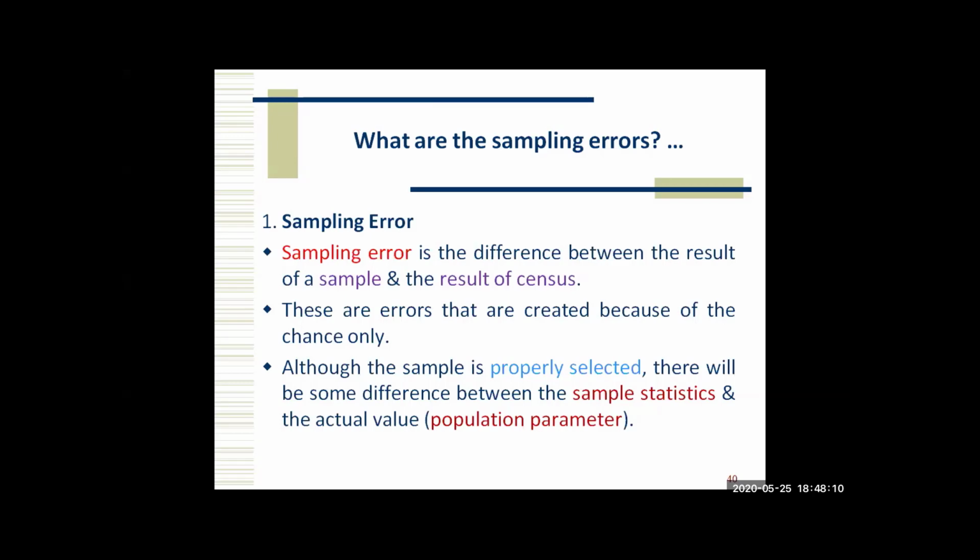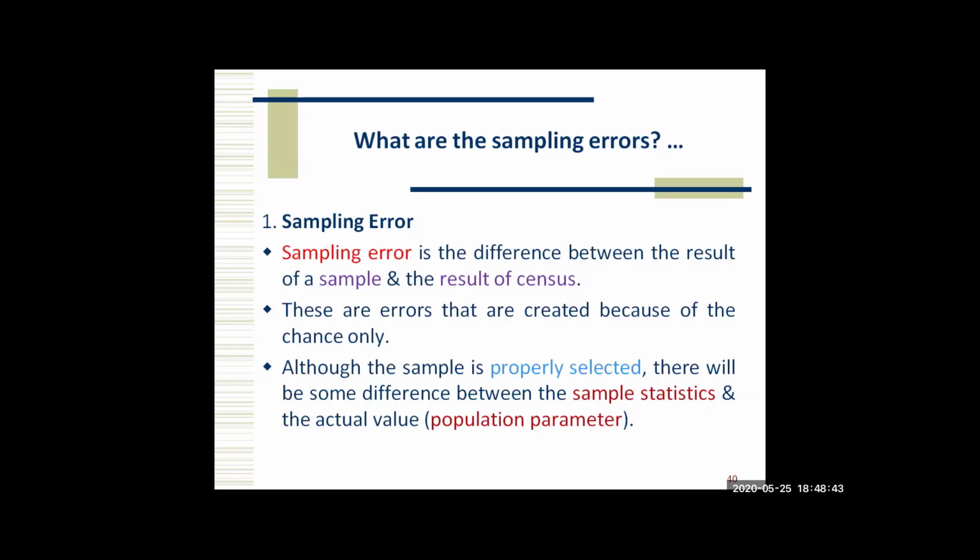If you undertake the whole population, you will get the parameter, and if you select a sample, you have statistics. If there is much difference between the two, we refer to that as sampling error. Even if the sample is properly selected, there will be some difference between the sample statistic and the actual value.